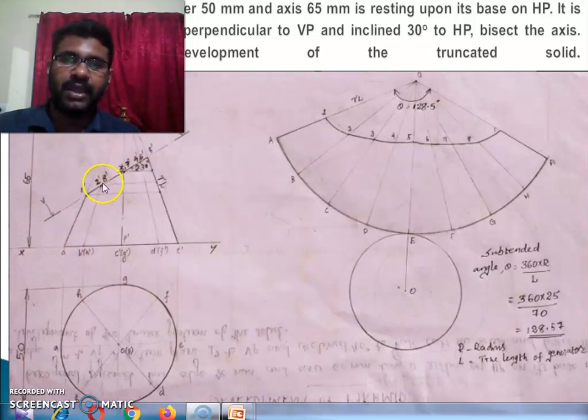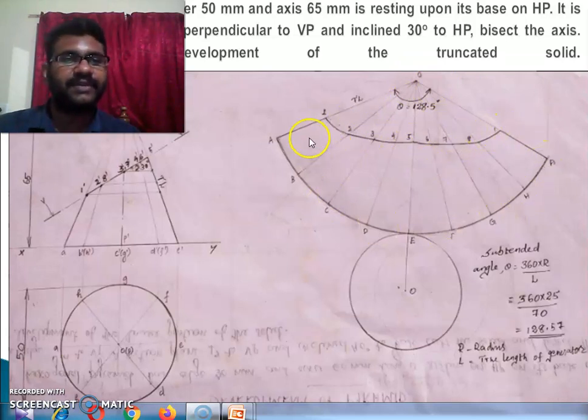But for other points, say point 2 lies on the apparent line. So you can transfer that point initially onto the true length line, and from the true length line you measure that length and mark it on the line OB. Then the third point is on CO. So transfer that point onto the true length line, measure this length, and from O mark the third point on OC. Similarly, locate all the points and join them by a smooth curve.